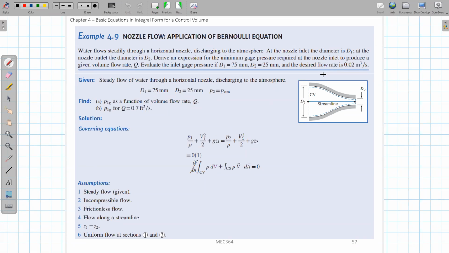I think for this problem, the desired flow rate: the inlet to produce a given volume flow rate. All right, yeah. So you need to know that this Q is at the inlet. I don't think it's read very clearly. So this Q is for the inlet volume flow rate. That's it.